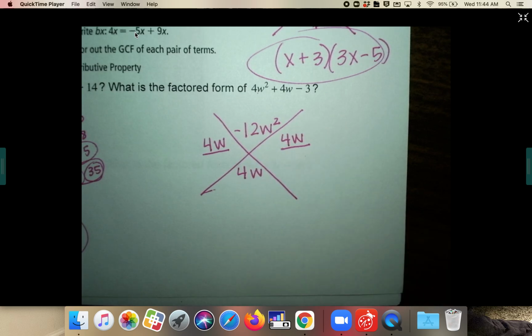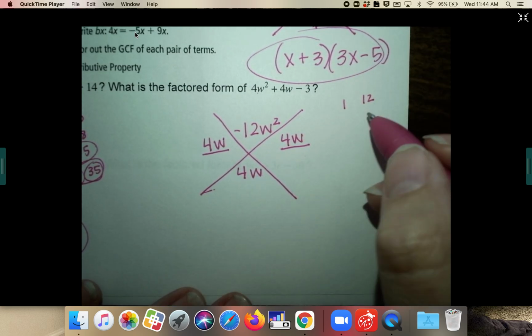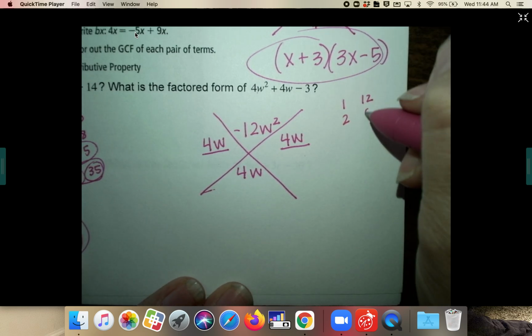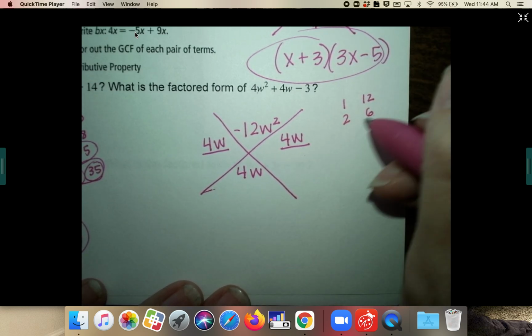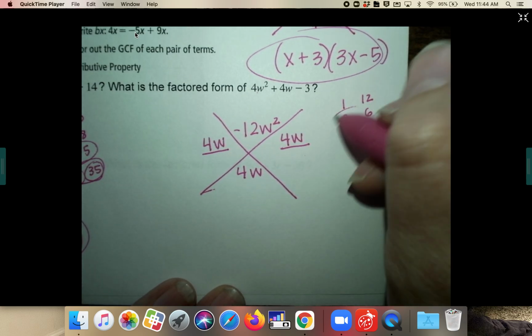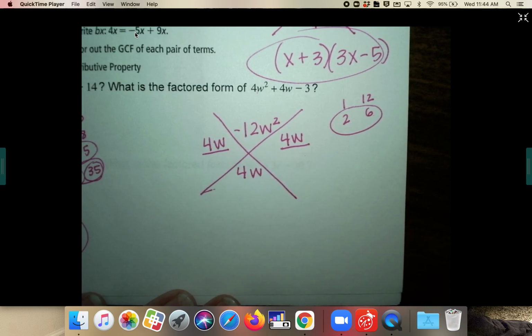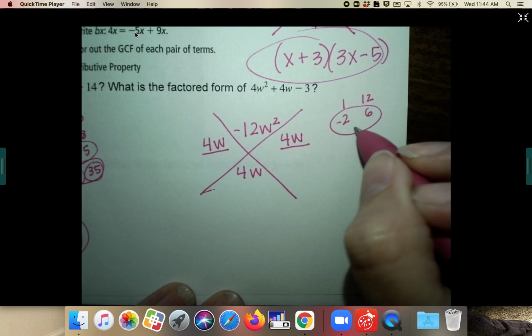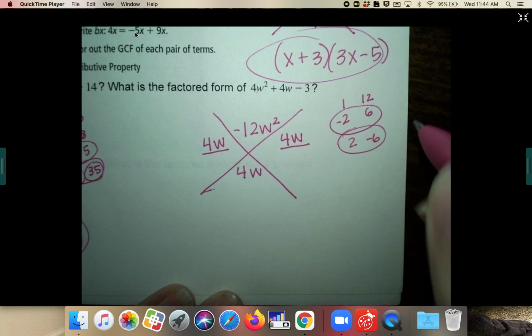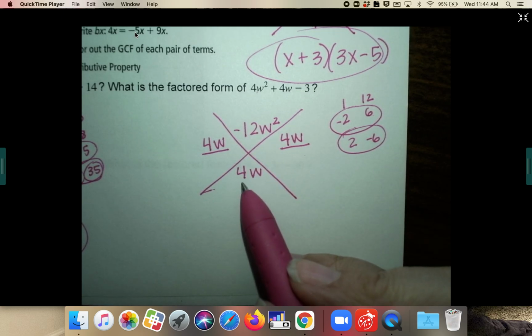So factors of 12. 1 and 12, no, those will not make 4 in any way. 2 and 6. Yeah, 2 and 6 will make 4. If I subtract 6 minus 2, it's 4. So these are my numbers, but I know that when I multiply, I need it to be negative. So one of these is going to have to be negative. I either want my negative 2 or a negative 6. So let's check. Both of these would make negative 12 when you multiply. Which one makes positive 4 when you add?